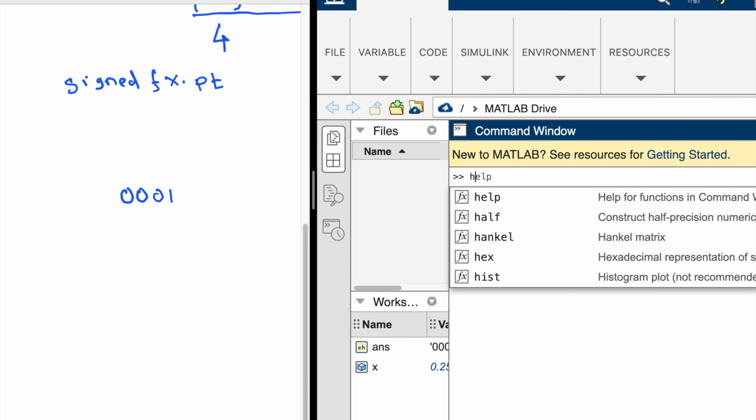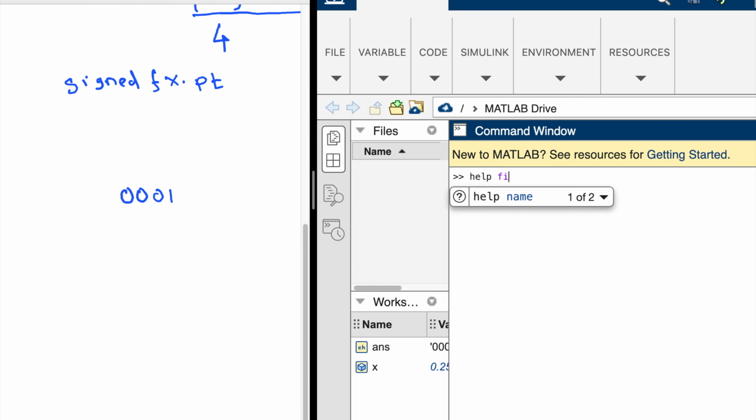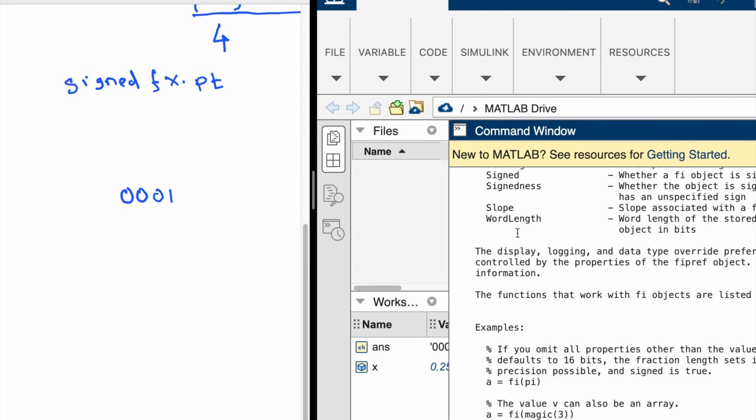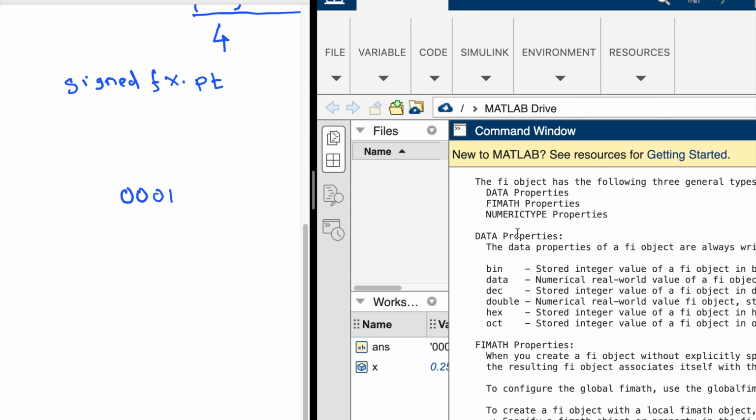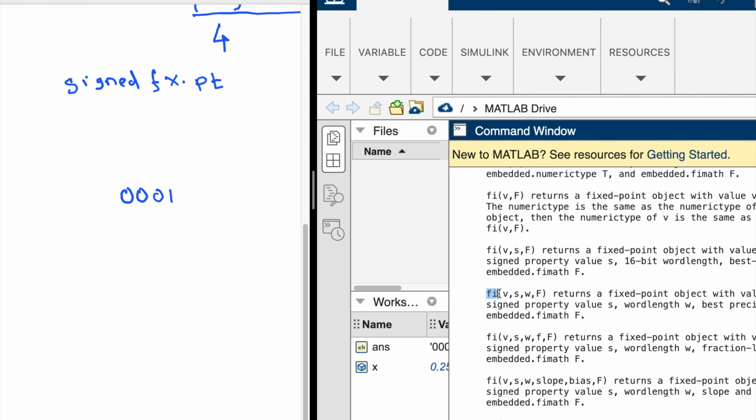So in MATLAB, we have a command called fi. fi is a constructor, and then we have to give some arguments into it. v is the value that we want to convert into fixed point format. S is the parameter that says whether this is a signed number or unsigned number. W is the length of the word, and F is the number of fractional bits. So we'll use this format.